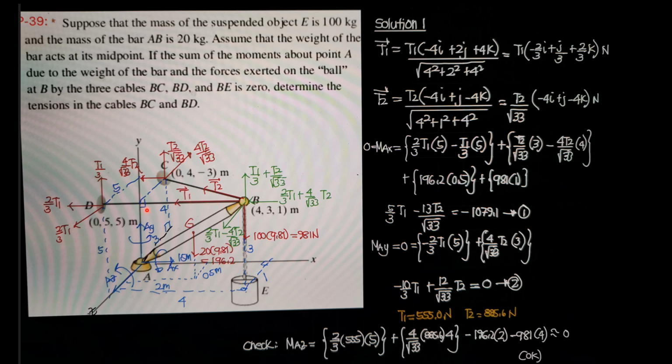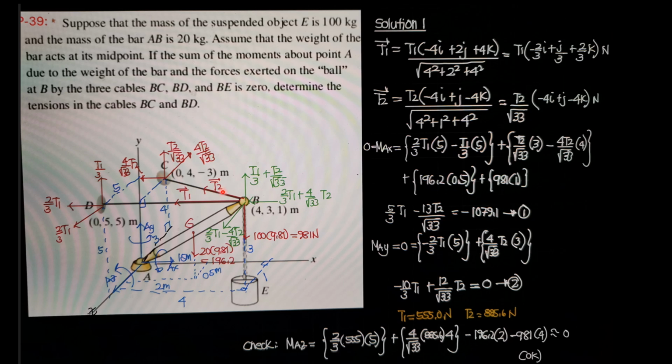I'll call tension BD as tension 1 and express it in vector form. In vector form, it is the magnitude of tension 1 times 0 minus 4, so negative 4i, 5 minus 3, positive 2j, 5 minus 1, positive 4k, divided by the magnitude of distance BD, which is the square root of 4 squared plus 2 squared plus 4 squared. Simplifying, T1 times negative 2/3 i plus 1/3 j plus 2/3 k newtons.